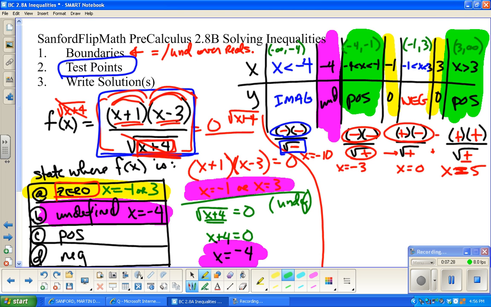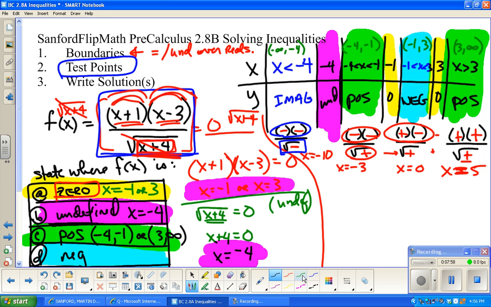Okay, so, sorry, I need to keep going with that highlighting. So the positive is from -4 to -1, or from 3 to infinity. Okay, and last one, I hope I got another color, and I do. I haven't used that one before, have I? All right, so negative from -1 to 3.